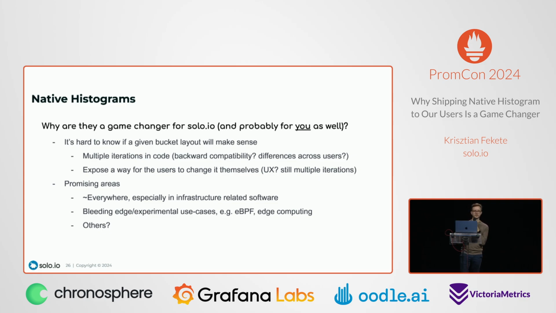What you could do traditionally is you could iterate and do code changes, build another version of the project, and try to find a better bucket layout. But you would have backward compatibility issues. It's very hard to deprecate a previous metric and change the inner behavior of a certain metric because people might have alerts or dashboards for those metrics. And it can also be different across many users, as I mentioned.